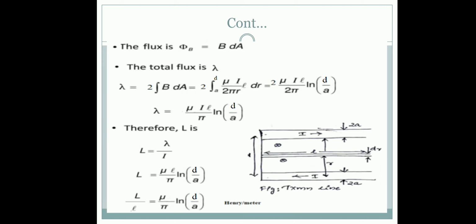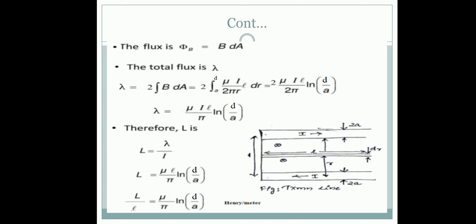So to find the flux associated with this circuit, first we are finding flux associated with the small strip, then that result we are going to integrate from a to D. That means from this one cylinder to another cylinder. So for this we are considering a small strip having length L and width dr. So the area associated with the strip is L dr. So the flux is B into dA. So we can replace it as B into L dr.